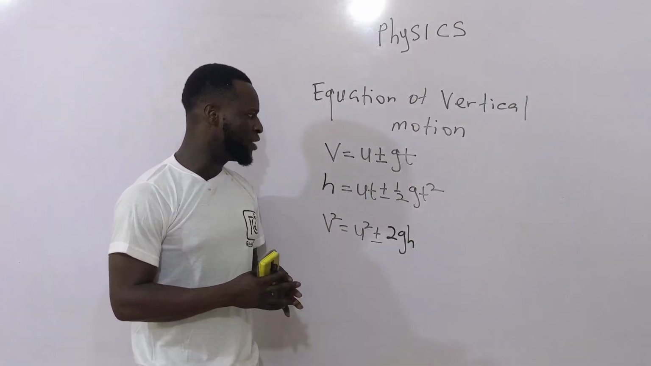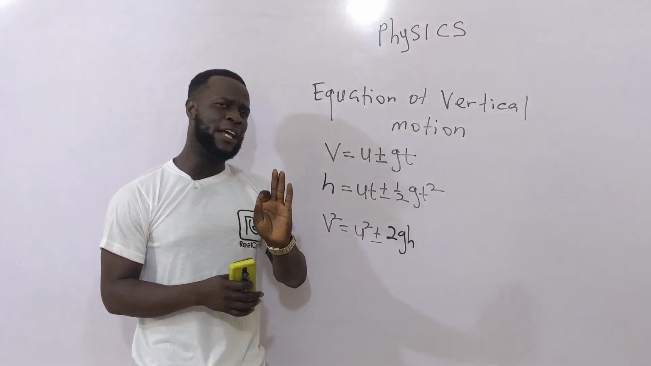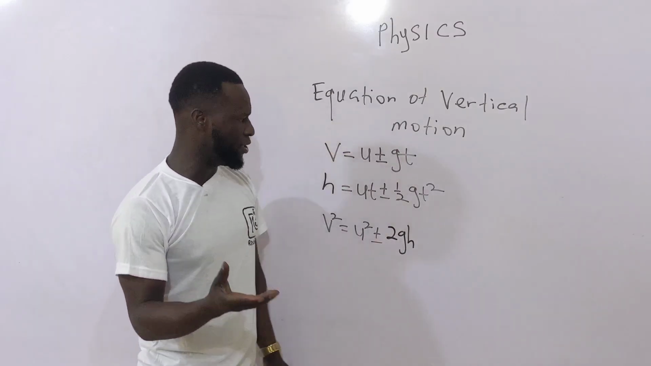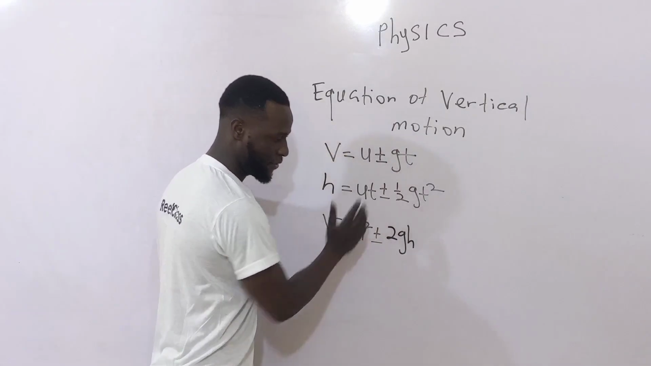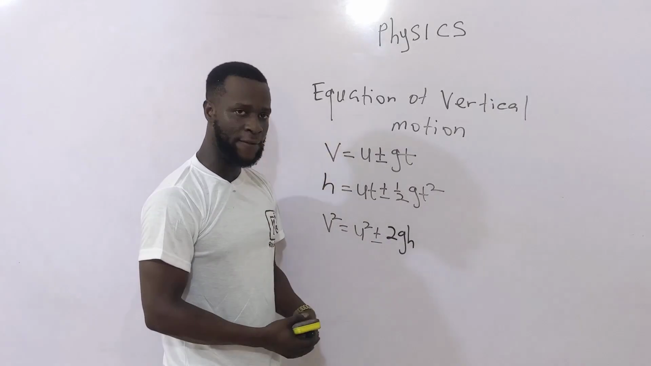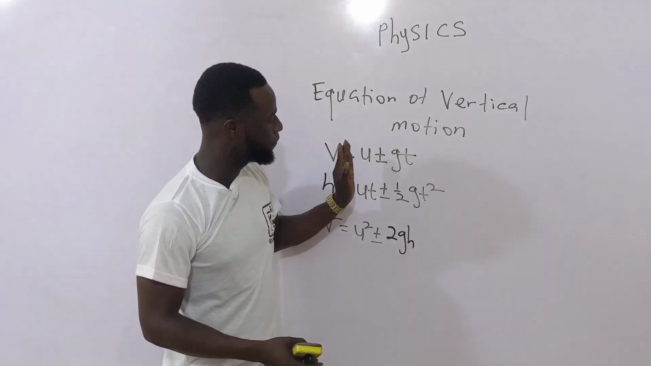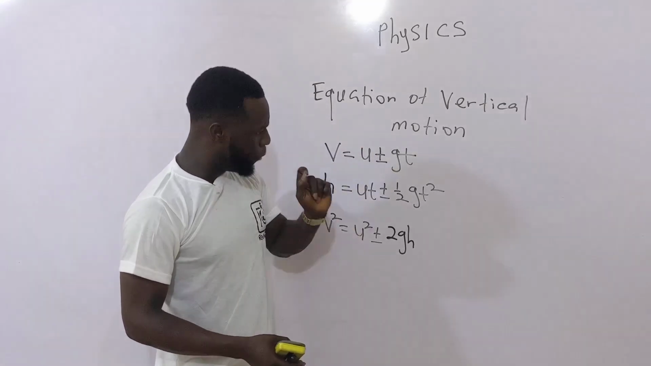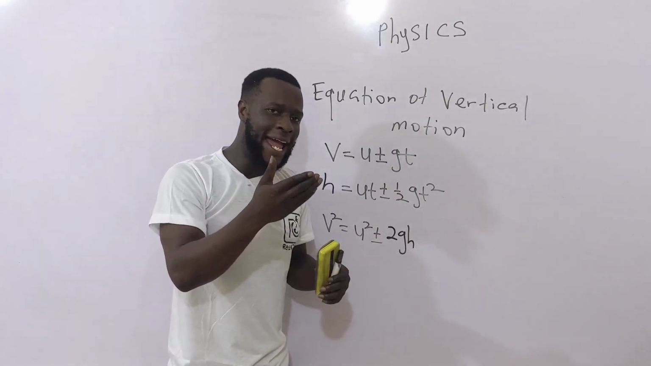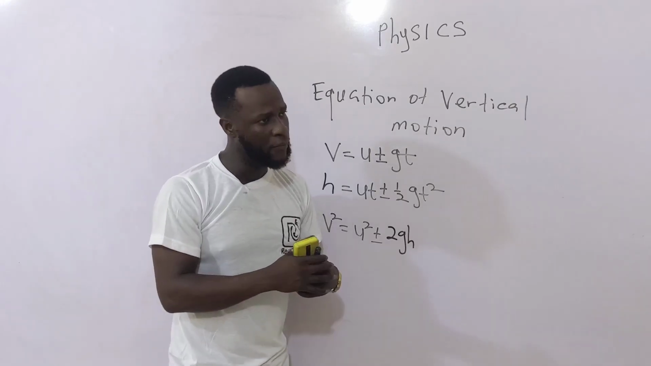Before I talk about how we can use these equations, I want you to know that they are not entirely new. They are similar to the linear motion equations which we have previously looked at. It is just that we are changing some of the letters. If you recall, in the equation of linear motion, in equation 1, we had v = u ± at. But here, we are now having gt. Why is there g? a and g both mean acceleration or deceleration depending on the case.